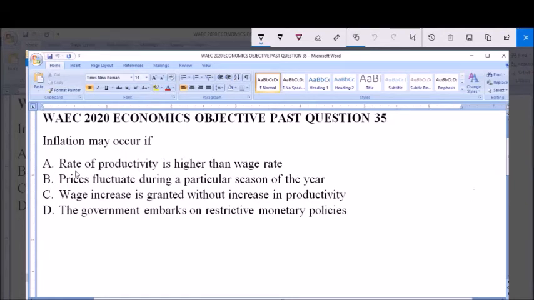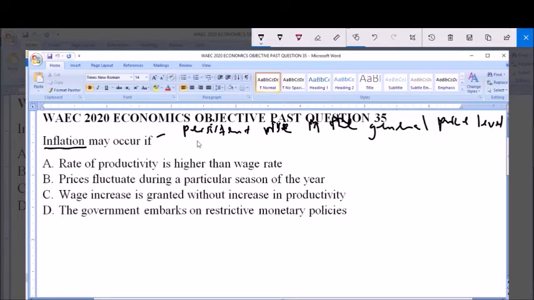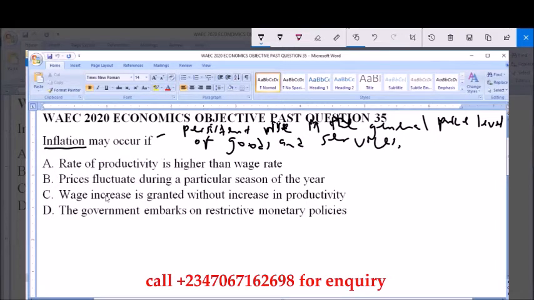So what we are asking is, which among the options can be responsible for inflation? Inflation basically refers to the persistent rise in the general price level of goods and services. So that is inflation. Now let's look at what may lead to inflation among what is given to us.